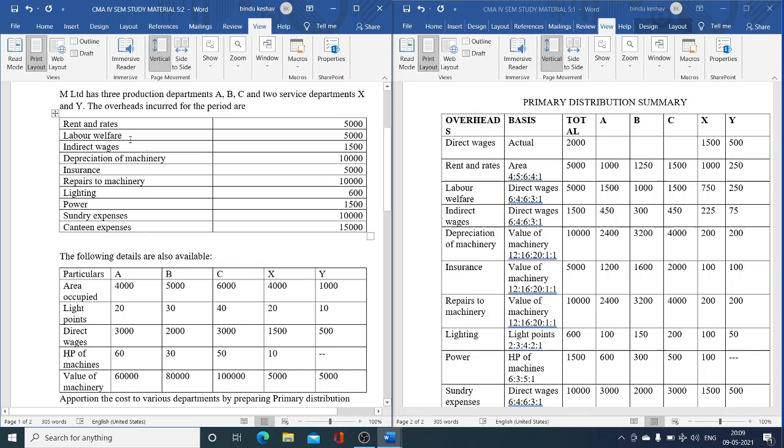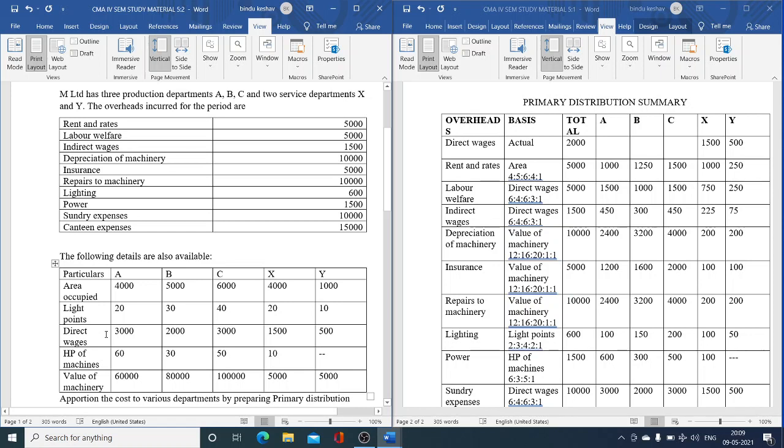The next aspect is labor welfare. Now we have information about the direct wages. If you have information about the number of workers or direct wages, anything can be used here. Now we have information about the direct wages. So for labor welfare, the information of direct wages will be used in order to apportion the labor welfare expenses.